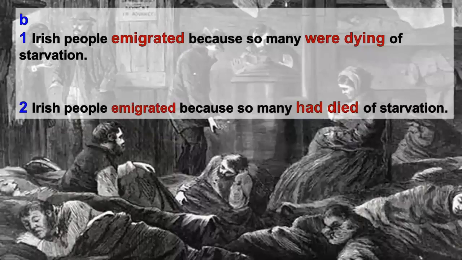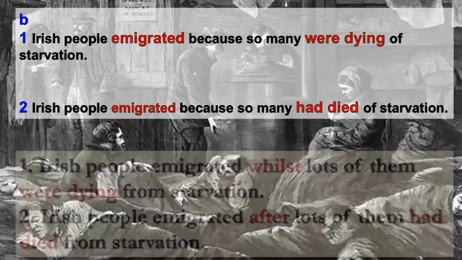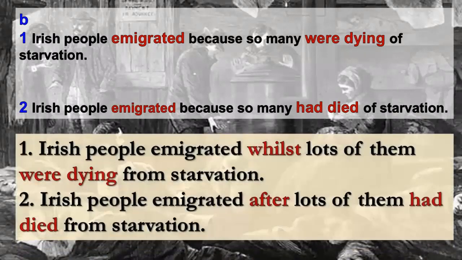B. Sentence number 1. Irish people immigrated because so many were dying of starvation. Number 2. Irish people immigrated because so many had died of starvation. The difference here. Number 1. Irish people immigrated whilst lots of them were dying from starvation. Number 2. Irish people immigrated after lots of them had died from starvation.